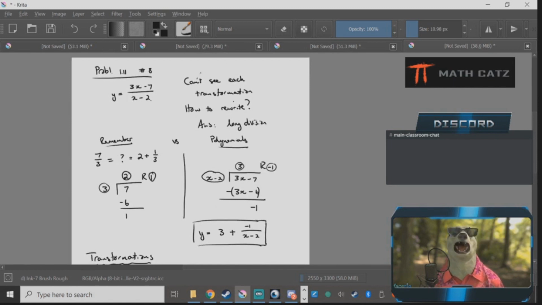So in order to see the transformations, if there are x's in the numerator, I have to do long division. If there's only a number in the numerator, well then no problem. The transformations are easier to see. So there's a little bit more of variety in these. It's a different kind of function. I might have to handle it differently. But the key transformations are still there. It's just a matter of seeing them.